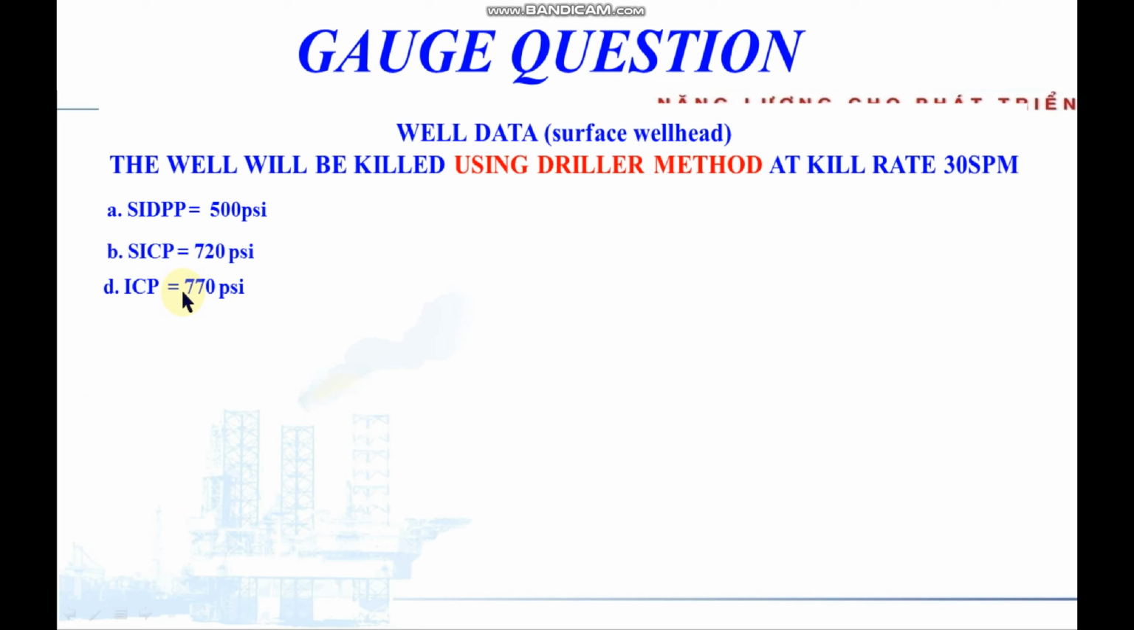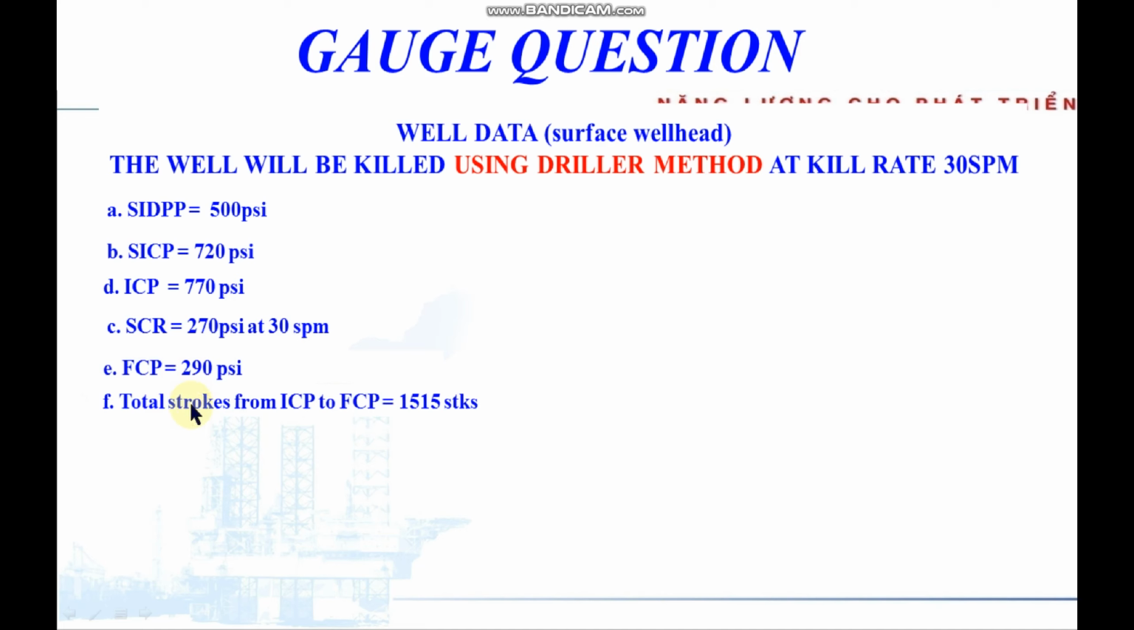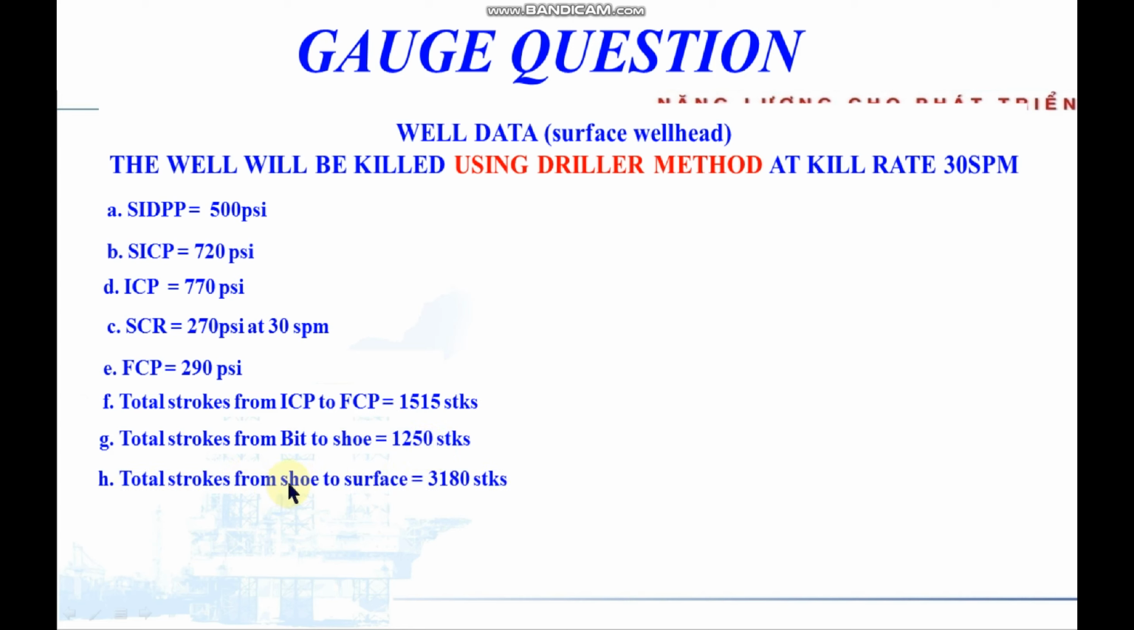ICP 770 psi. SCR 270 psi at the 30 strokes per minute. FCP 290 psi. Total strokes from ICP to FCP 1515 strokes. Total strokes from mud to shoe 1250 strokes.